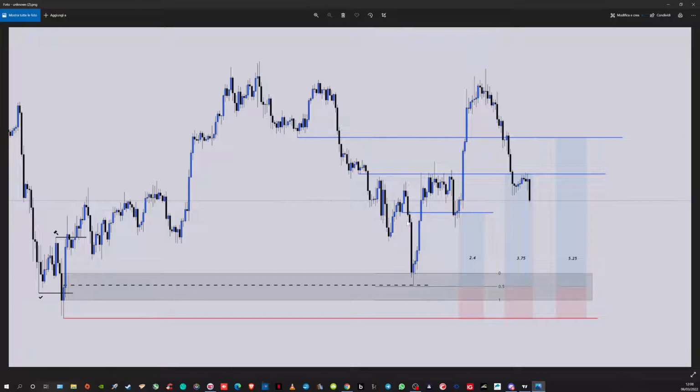The fill of this inefficient move to the downside, or these relatively equal highs right in here, and again another inefficient move down, which could be rebalanced, and ultimately this pocket of price action right in here. So respectively would be 2.4R, 3.75R, and 5.25R. So not bad. Of course, this is all hindsight.